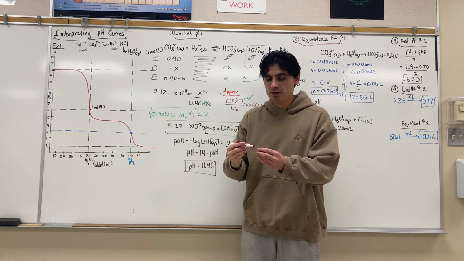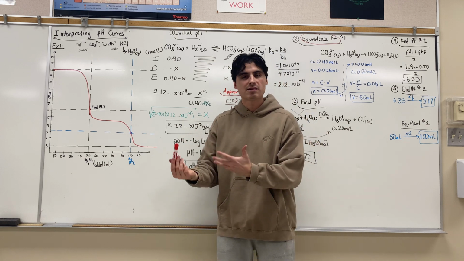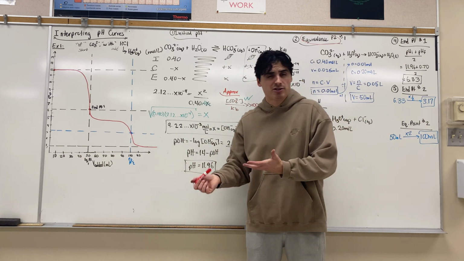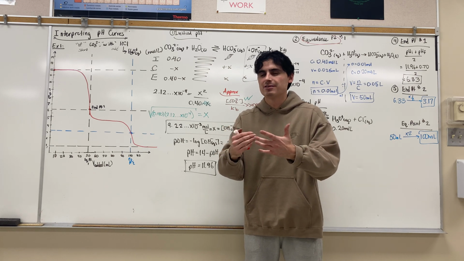In the next example, instead of using a base, we're going to use an acid. So instead of having a charge of 2 minus, acids have hydrogens. So how many hydrogens do you think this could have?